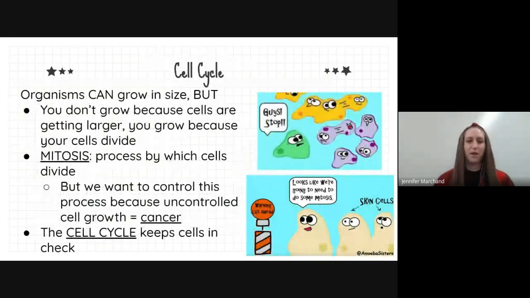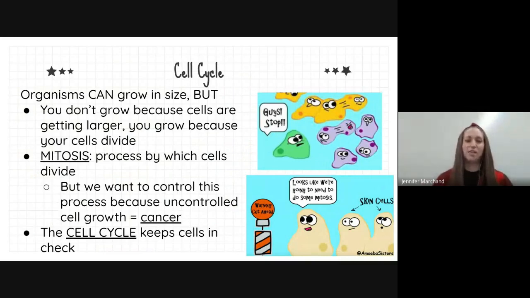With the cell cycle, you have to remember that organisms grow in size, but you are not growing because your cells are getting larger. You're growing because your cells divide. That's really important. That's the biggest thing we need to remember about the cell cycle and cell division. Mitosis is the process in which your cells are dividing, which is our main focus for study today.